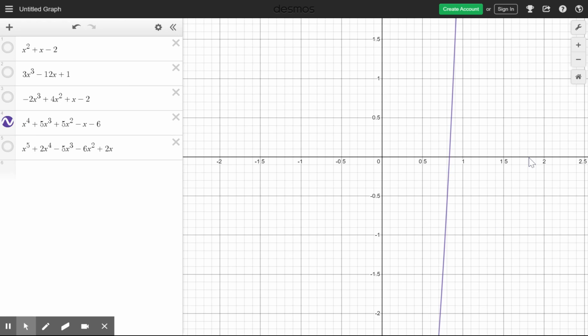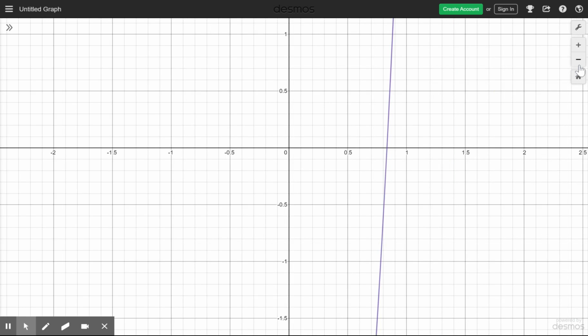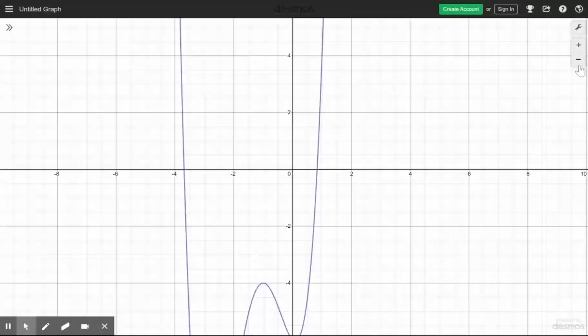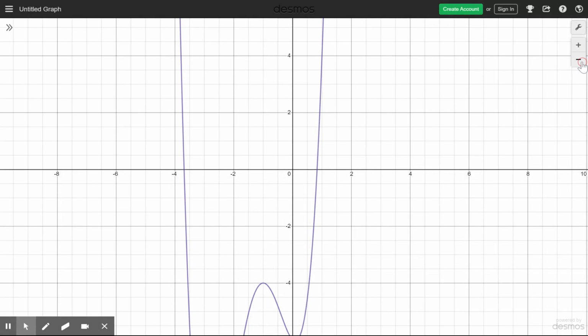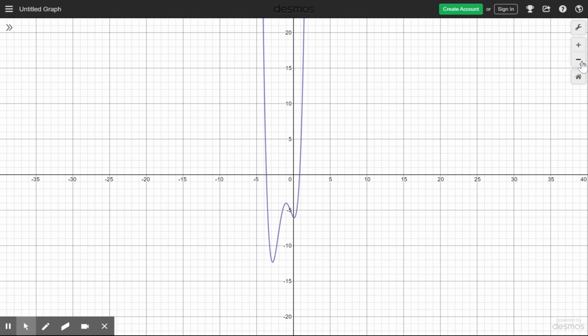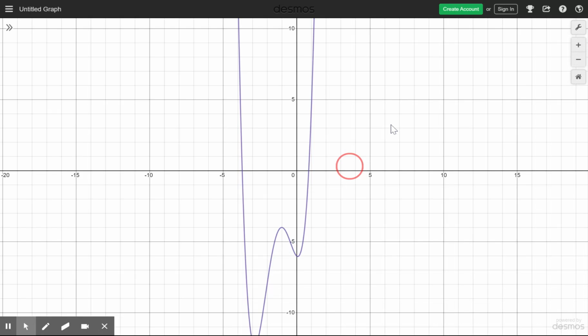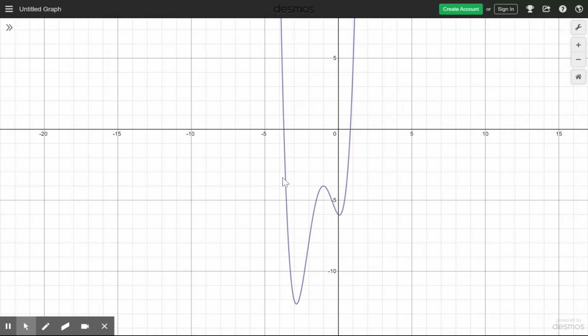So let's look at the fourth one. I just see this purple line, so that's not helpful. So I know I need to hit this minus so that it zooms out. All right, now I see something a little bit better. So I'm counting 1, 2, 3 U-turns. So that one has 3 U-turns.